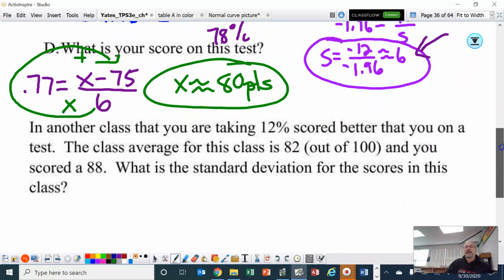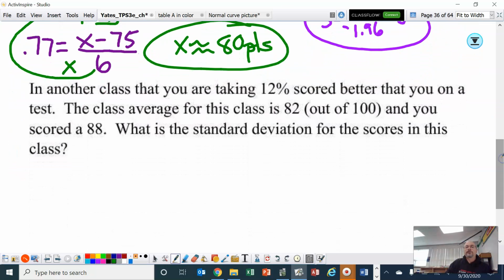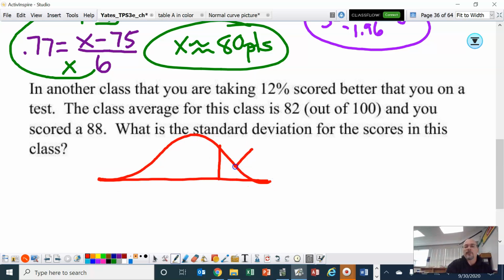All right, let's look at it again with this situation. In another class that you are taking, 12% scored better than you. Oh, 12% scored better than you. So that means you scored better than 88%. Remember, that's what we have to use.